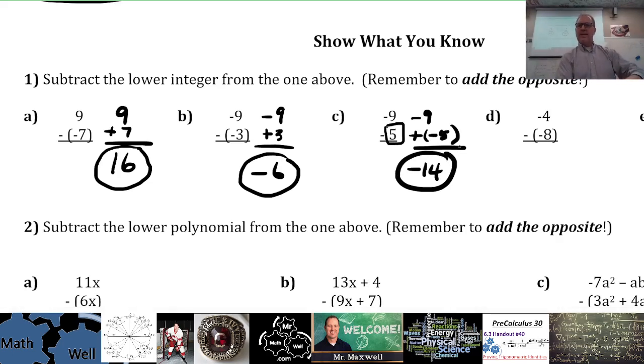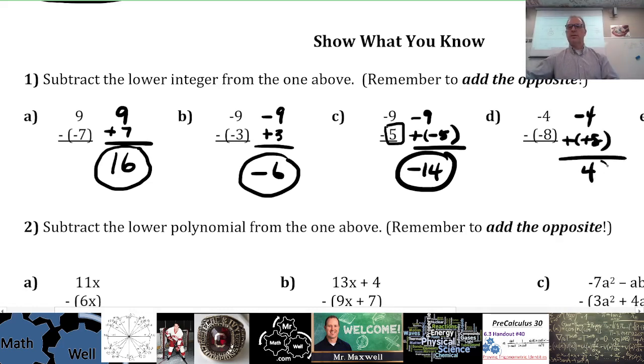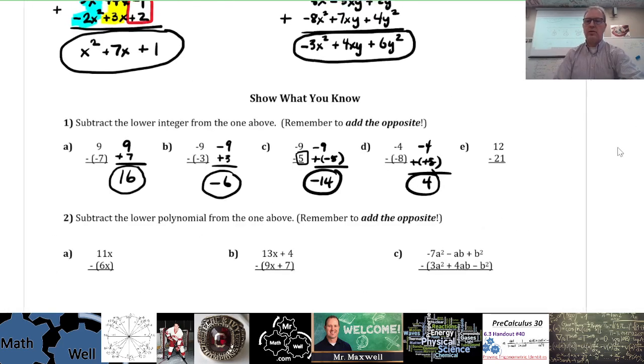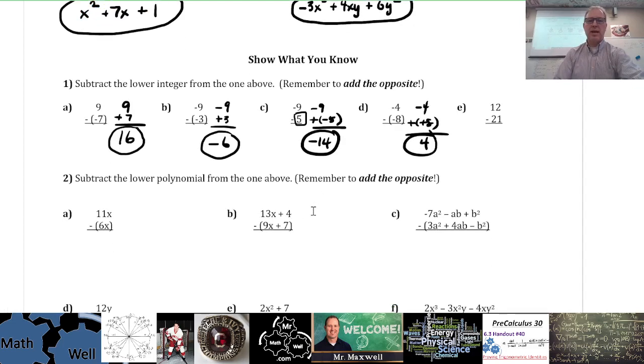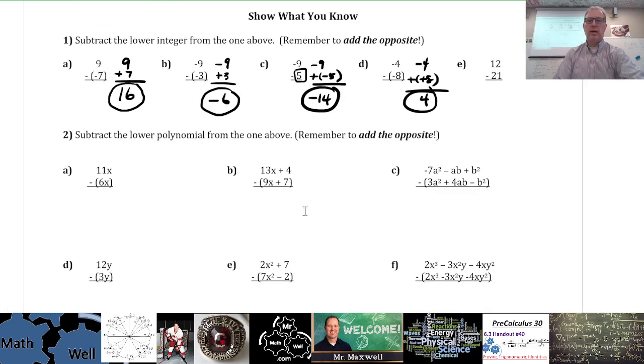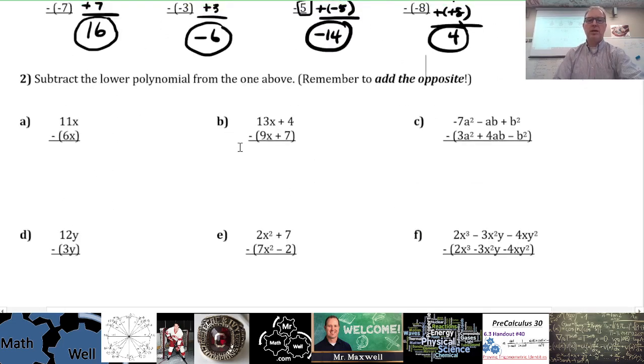So -4 minus a -8, that turns into a plus 8, doesn't it? -4 plus 8. So -4 plus 8 is +4. And I think there's another one on the row. So I'll tell you what, I'm going to skip down to B and number 2.